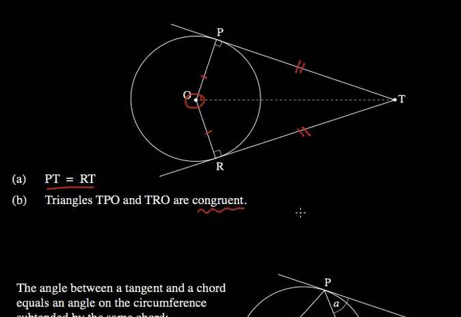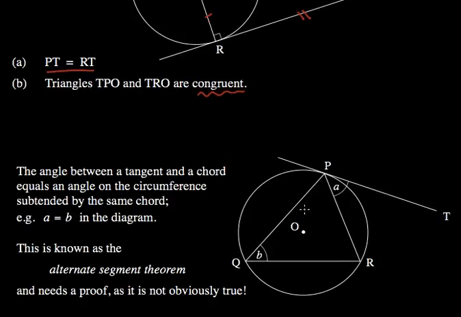So let's have a look further down here. We've got another theorem to think about. If we were to draw any sort of triangle inside a circle, we could call it a cyclic triangle. Let's call it PQR. An interesting fact is if you draw a tangent at P, then the angle that you're making here with that tangent is the same as the angle the other side here. And this is known as the alternate segment theorem.